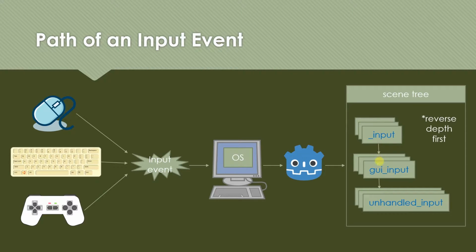Then the scene will find all of its control nodes, in other words, all of its GUI nodes, and it will pass it to the GUI input method of all those nodes, one at a time. And again, the same thing applies. As long as it's not handled, it keeps going to the next. And if it's still not handled, then if you've gone through all the controls, it will get passed to the unhandled input method of all the nodes once again. So you have these 3 layers where you can handle the input.